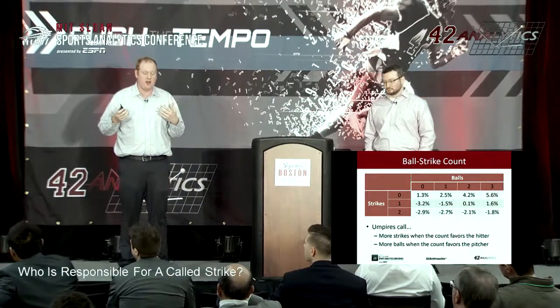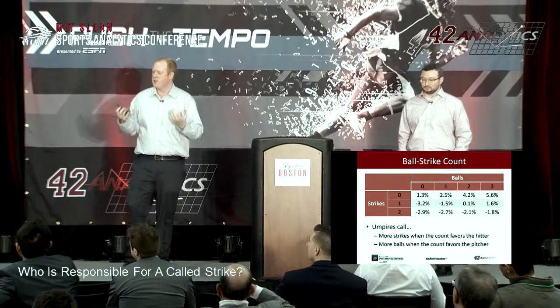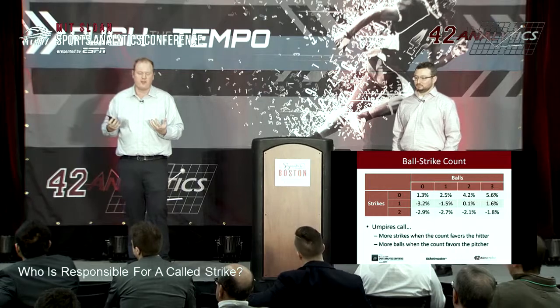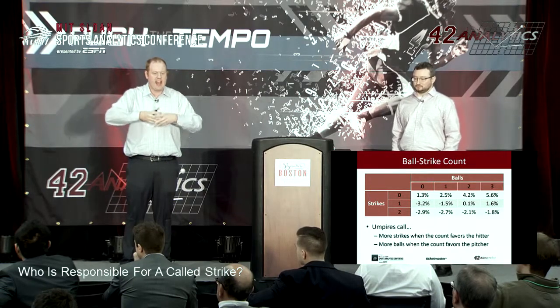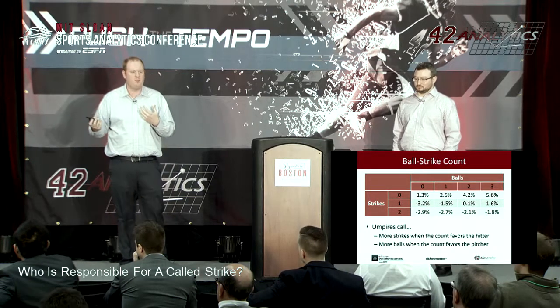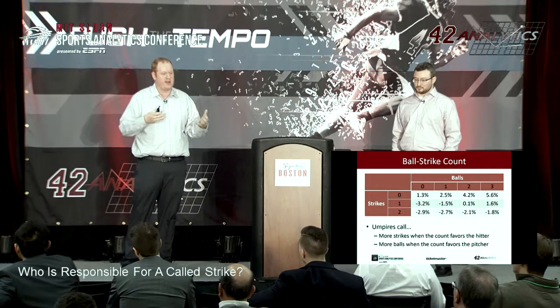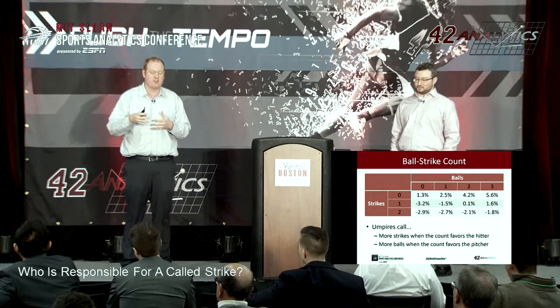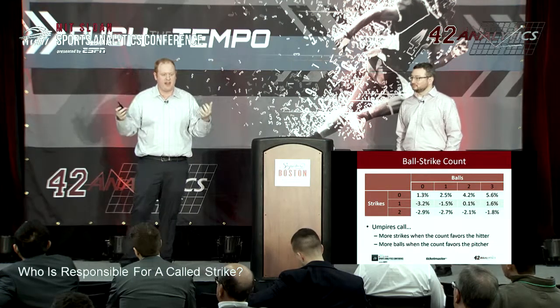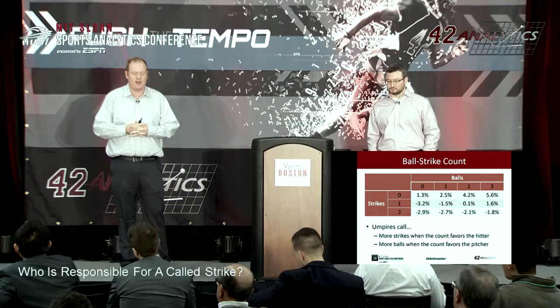Next up, we looked at the ball and strike count. This one's fairly intuitive for people that have watched baseball for a time. When the count favors the pitcher, the umpire is more likely to call more balls that benefit the batter to get the count back into balance. And conversely, if the hitter has the advantage, then the umpire is more likely to call strikes.